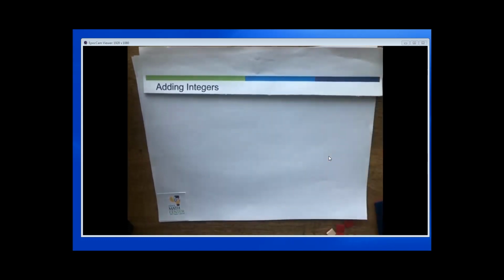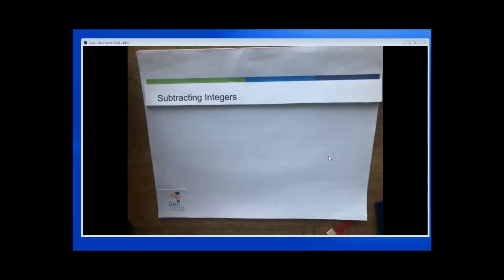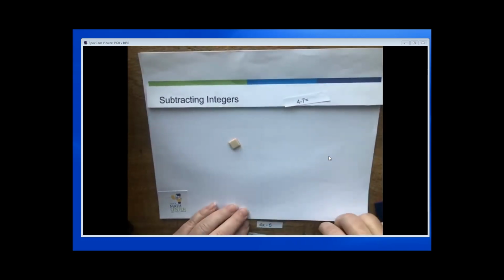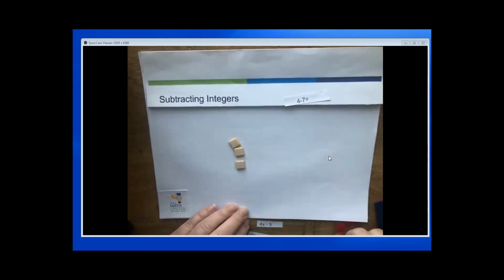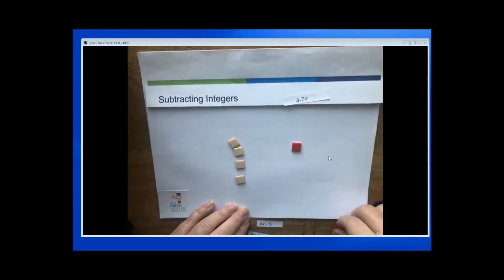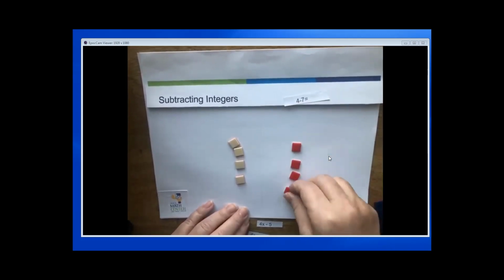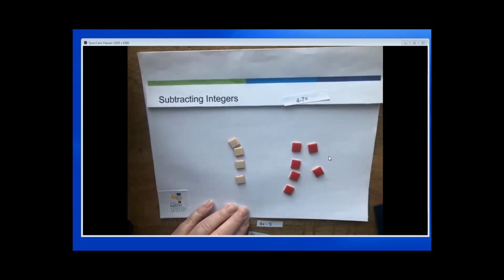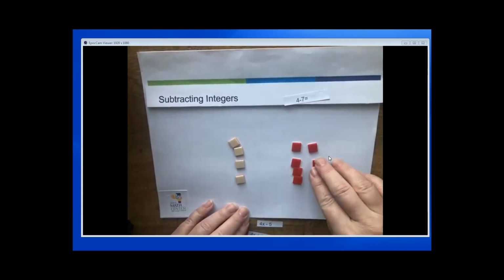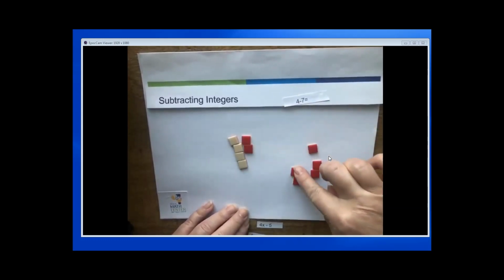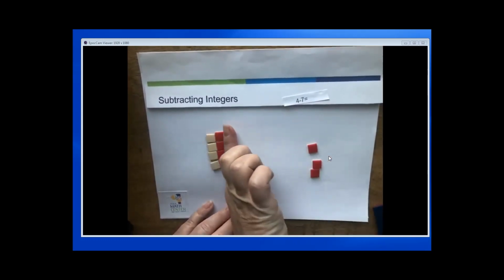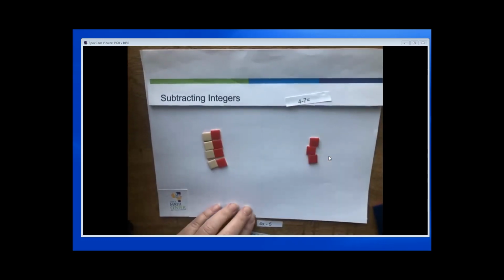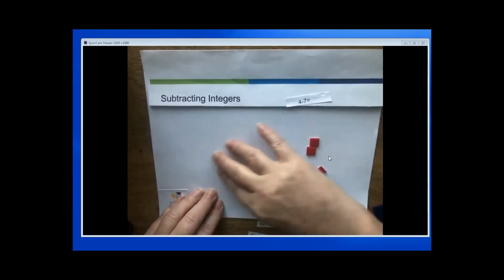Okay, let's move into subtraction of integers. Let's try this one. So I have a positive 4. And I'll put out a negative 7. Okay. I'm going to line up what I can zero pair here, and I can see that I have negative 3 left. Let's try this one.